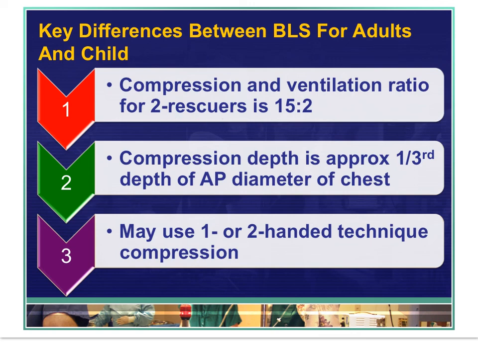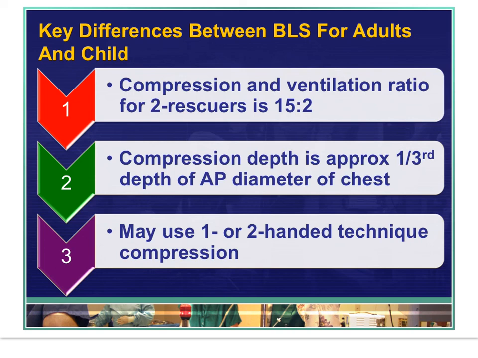So for rescuers who are trained healthcare providers, you can still perform 30:2, but an alternative is 15:2, but only for 2 rescuers, and when the rescuers are trained healthcare providers. For adults, it's simplified. We make it into a standard 30 compressions to 2 ventilations.